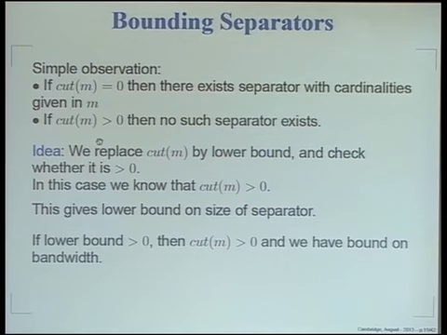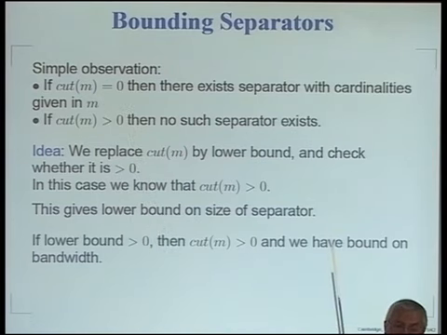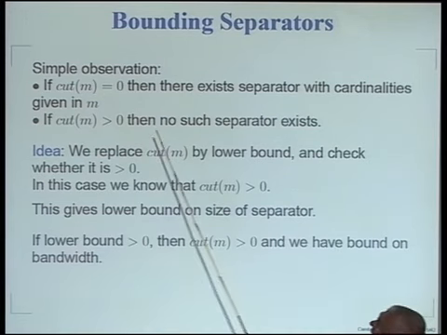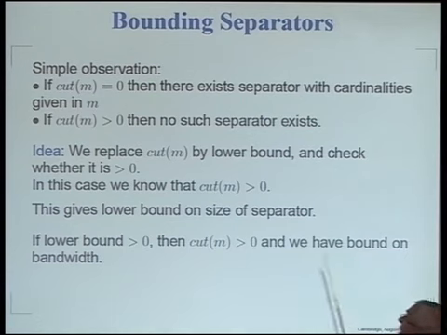On the other hand, this is more obvious if the cut is 0. If I can find a configuration where none of the edges is cut, then I immediately have a separator. That's clear. Of course, this problem of finding cut M, finding the best possible solution, is difficult. So the idea now is that we are going to use a relaxation, a lower bound. If the lower bound is positive, then I know that the original value is positive, and I can conclude something about the bandwidth. Otherwise, I can conclude something about the size of the separator.